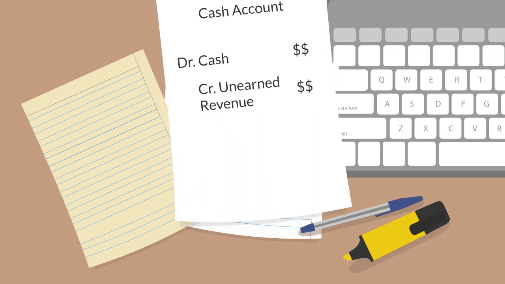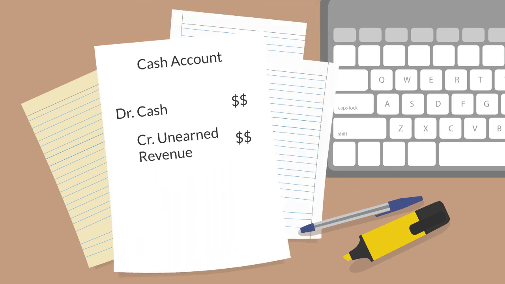The firm does not credit the revenue account at this time because they have yet to fulfill the actual delivery of goods or services. Instead, the firm credits a temporary unearned revenue account to balance the debit to its cash account.